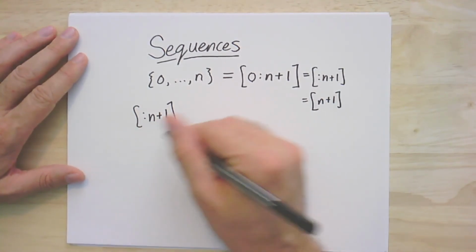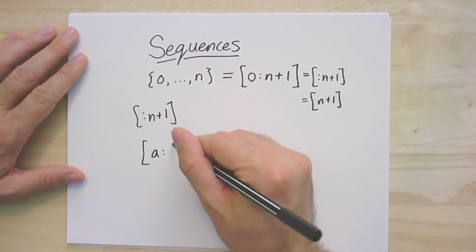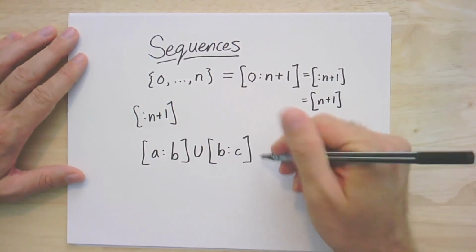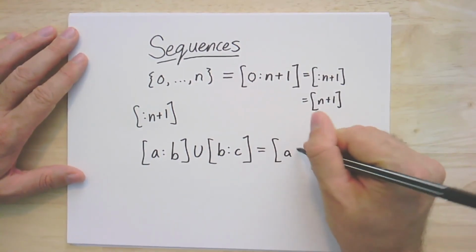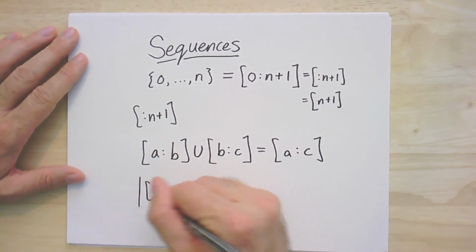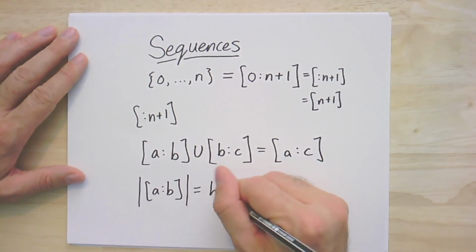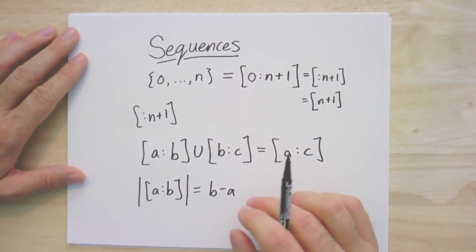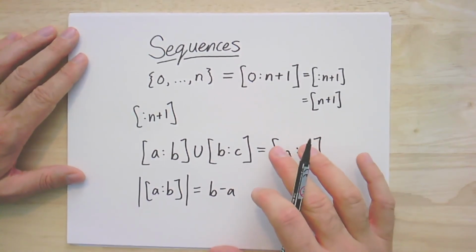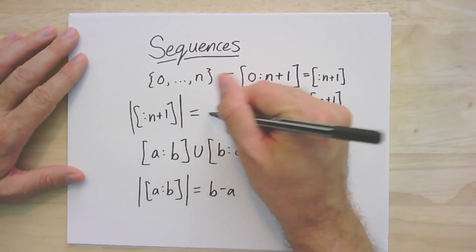Also, wonderful things happen by leaving out the last element. For example, if I took A to B, and I take the union of that with B to C, then I get, well, A to C. Also, it's very easy to check the length of such a sequence, A to B. The length of this sequence is just equal to B minus A. You don't have to do any extra minus 1 or plus 1. It sort of takes care of it automatically for you. Makes it very clean. Yeah, so this first one, let's write it out.